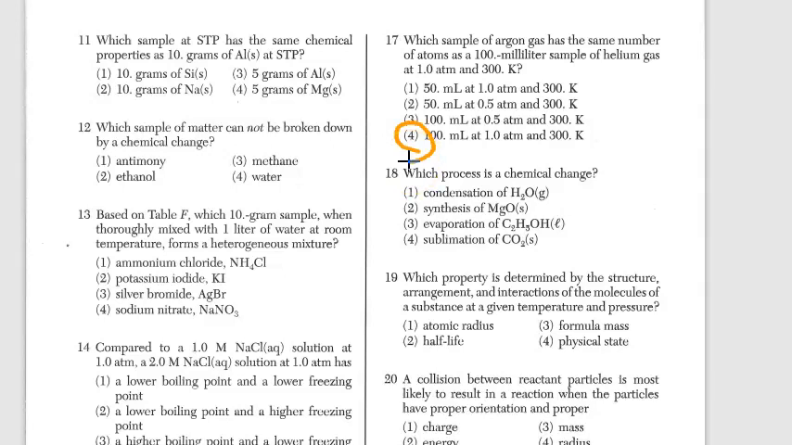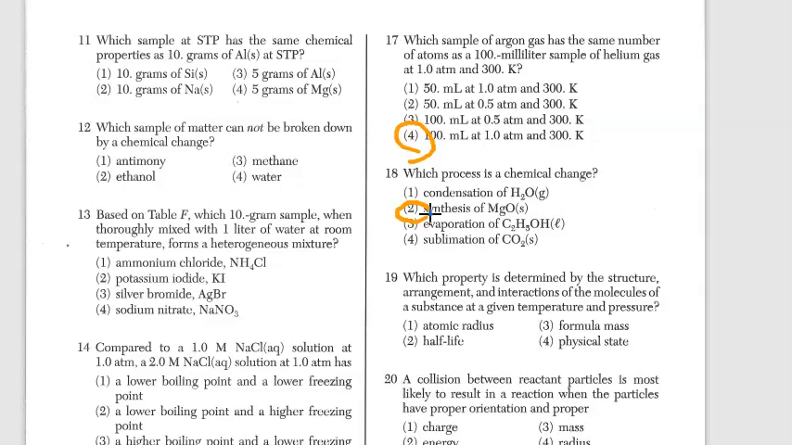For 18, which process is a chemical change? Once again, vocabulary, vocabulary, vocabulary. Synthesis is the answer here. Synthesis, deposition, single replacement, and double replacement are all chemical reactions or descriptions of chemical reactions. Condensation, evaporation, sublimation, melting, boiling, those are all physical changes.